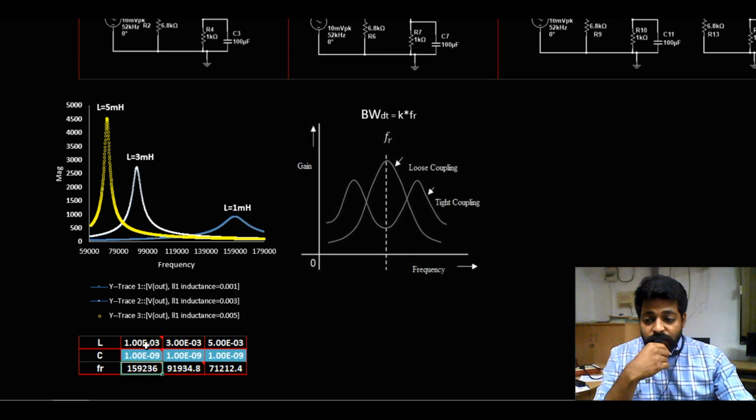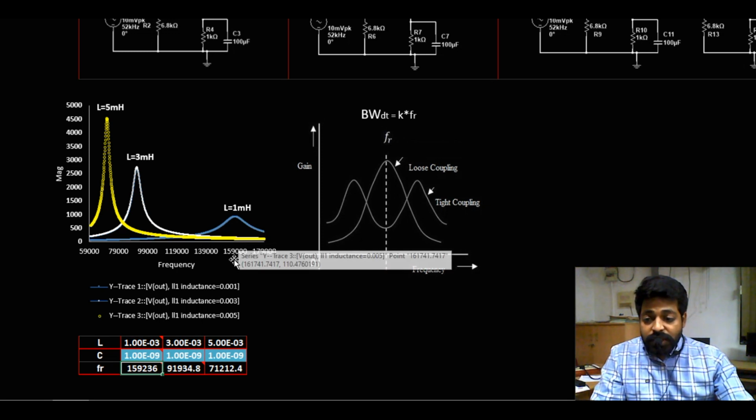So in the same way, when I go with the sweep parameter of 3 milli, I will be getting a resonant frequency of 91 kilohertz. As that inductance value increases, resonant frequency will decrease. So we have to verify the same thing. As the inductance value increases from 1 to 3, 3 to 5, I have to get the resonant frequency from 159 kilohertz to 71 kilohertz.